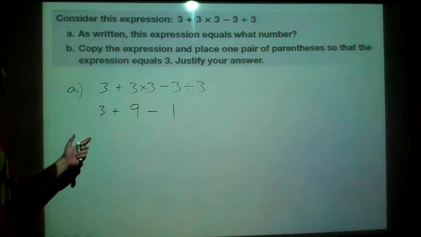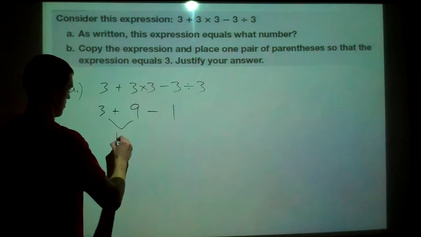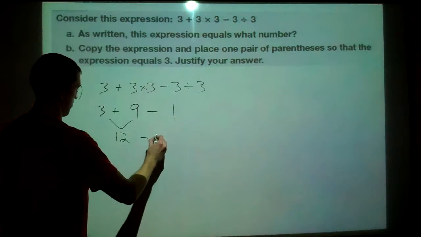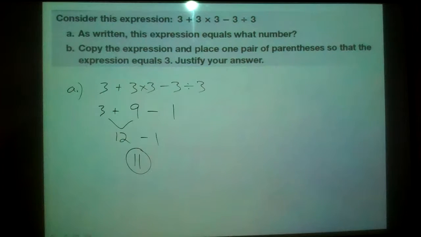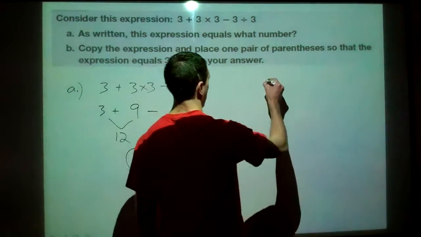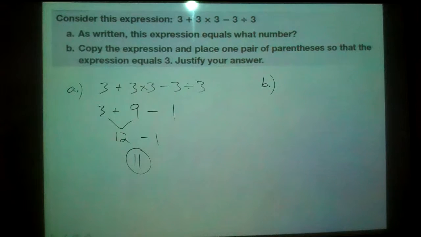And now we will add and subtract as we go. So 12 minus 1, we should get 11. Now it says to copy the expression once again. So I'll recopy it over here for B. And it says place one pair of parentheses so that the expression equals 3.